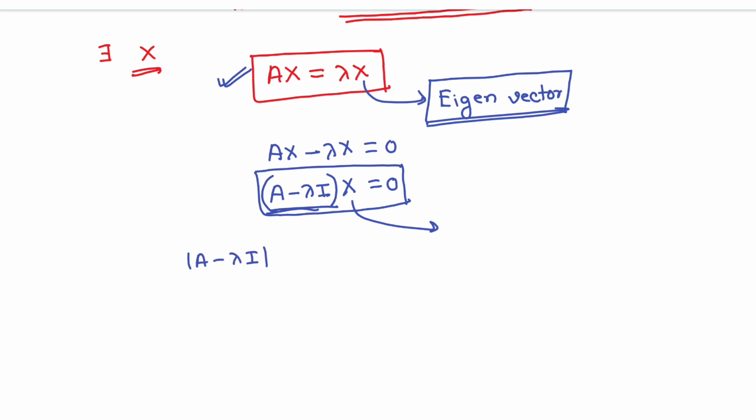For a homogeneous system of equations, the determinant of A minus lambda I is always 0. So for a homogeneous system of equations, X will be non-zero. Why? Because we know that 0 into 0 is undefined. So if the determinant is equal to 0, then X must be a non-zero vector. Clear? X must be a non-zero vector. This is for a homogeneous system of equations.